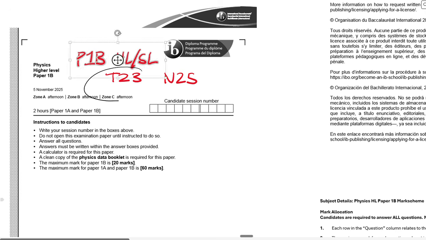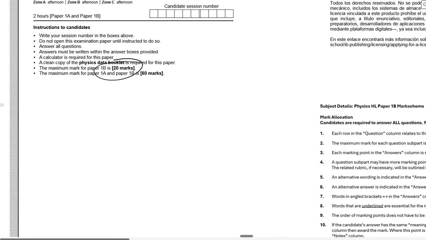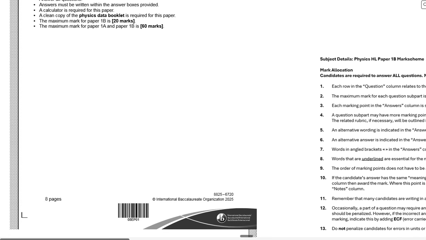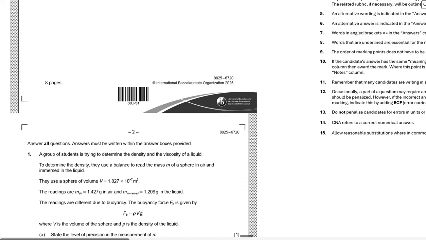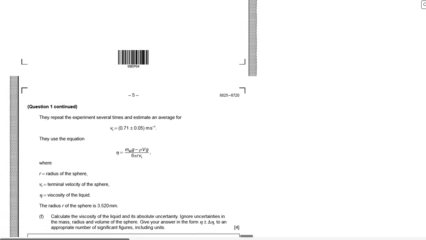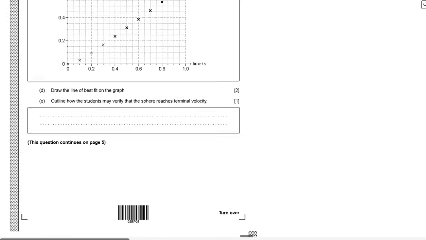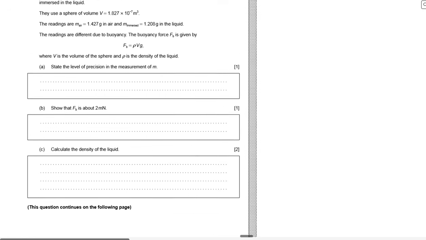For 1B, TZ3, we have both HL and SL. It should be the exact same paper, again November 2025. We usually have 20 marks for paper 1B, always. Sometimes we can have 3 questions, sometimes we can have 2. This time we have 2. Question 1 is 12 marks, and question 2 is 8 marks. So we have an extra long question 1 here.